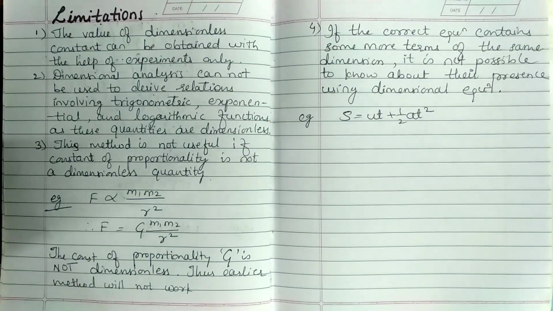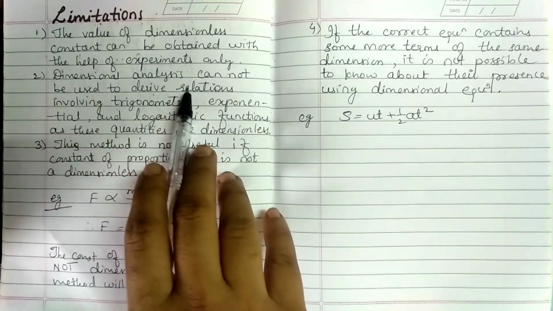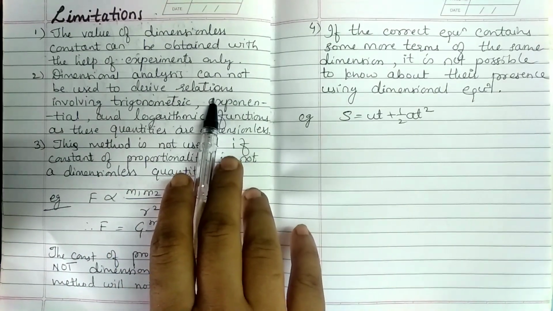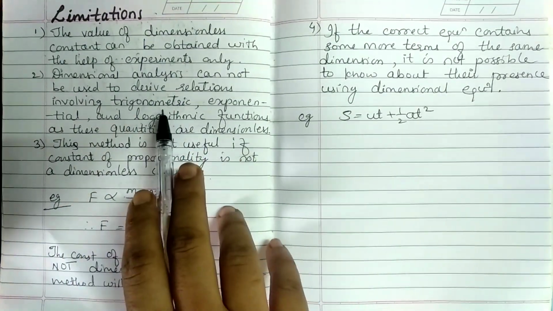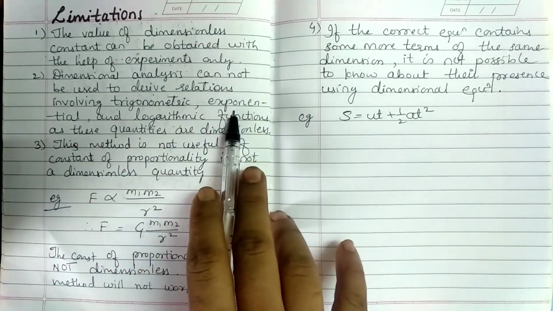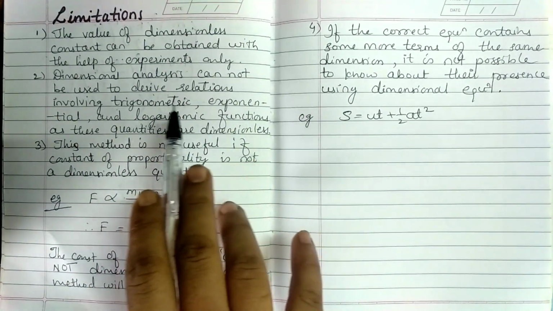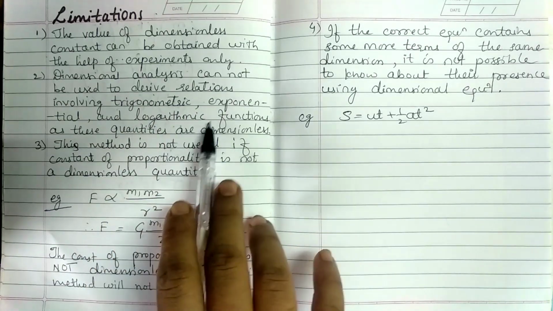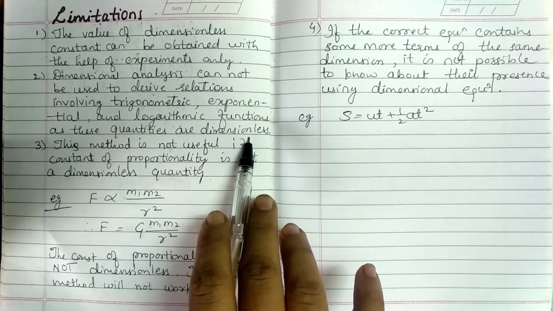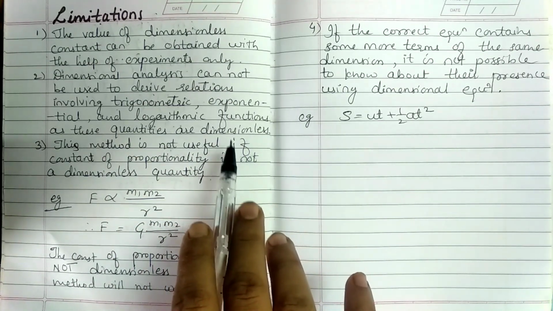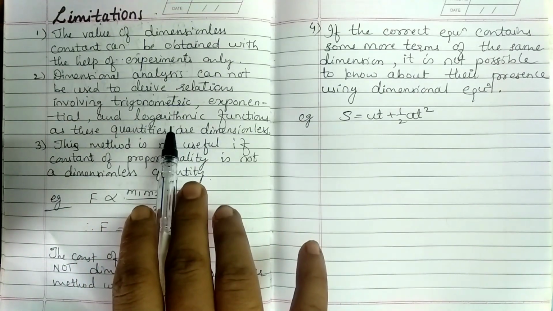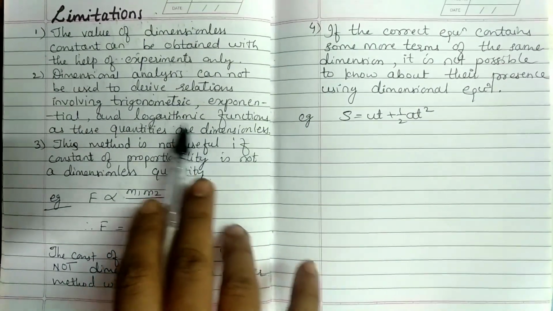The second one: dimensional analysis cannot be used to derive relations involving trigonometric functions like sine and cos, exponential functions like e raised to x, and logarithmic functions, as these quantities are dimensionless. So if you want to derive a relation among any of these things, you can't use dimensional analysis, as these quantities are dimensionless.